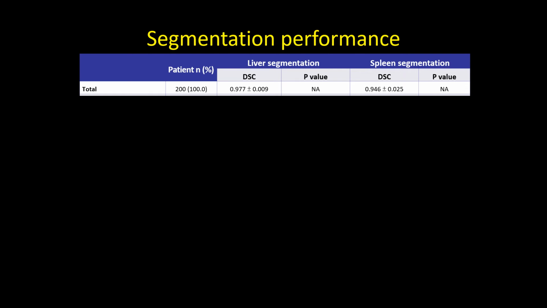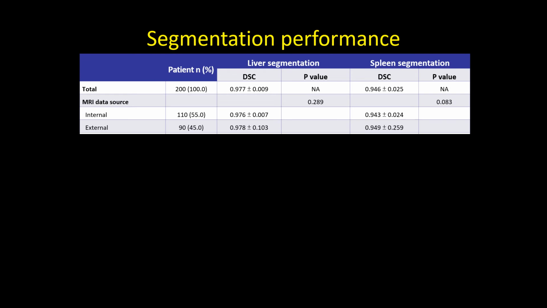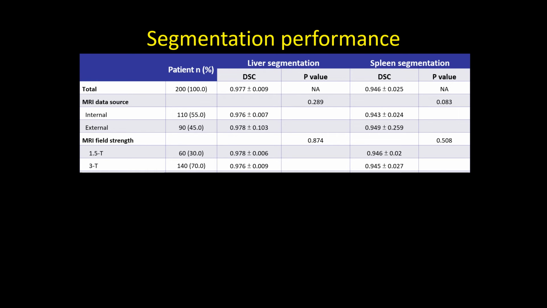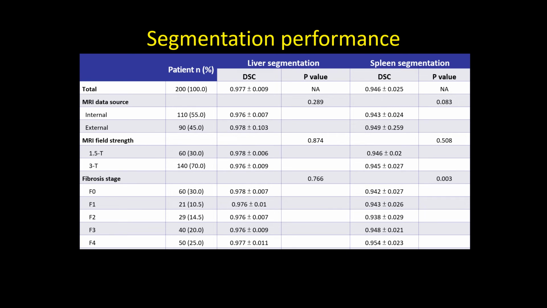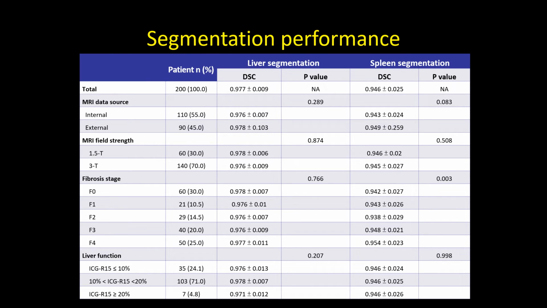The mean dissimilarity coefficient of liver segmentation was 0.98 and that of spleen segmentation was 0.95, suggesting very high accuracy. The segmentation performance of the algorithm was not different between the internal and external test data and between different MRI field strengths. Segmentation performance of the liver did not differ according to the fibrosis stage, while the segmentation performance of the spleen was different. The segmentation performance was not different according to the liver function.